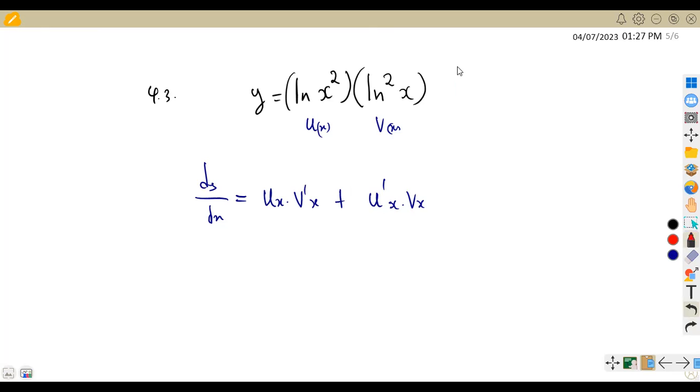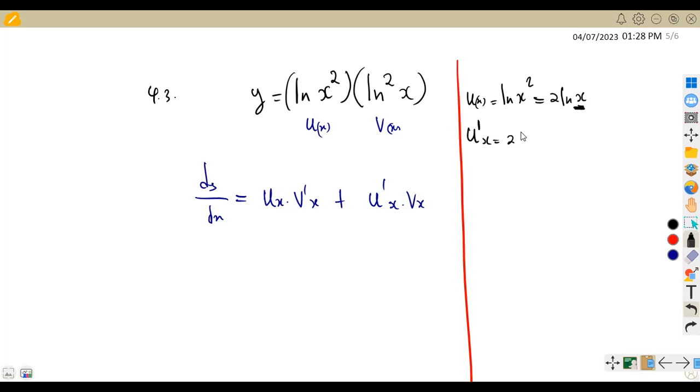So from our information here, we have u(x), which is equivalent to ln x squared. From your laws of logarithms, we know you can drop that exponent, which is the same as 2 ln x. All right. So we need to find the first derivative of this u, which is the derivative of ln. Remember, it's 1 over x. So 2 times 1 over x gives us 2 over x. All right. We move on.